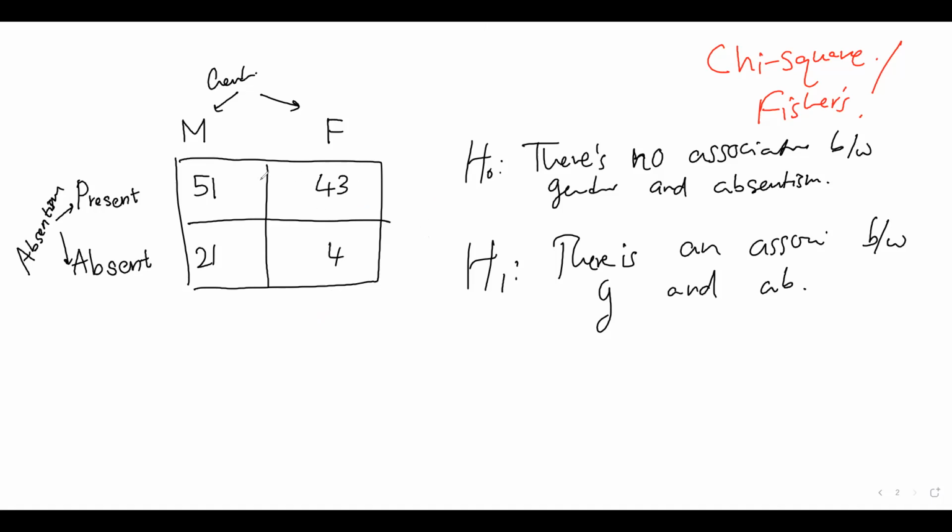You compute the expected frequencies, and if at least 80% of the counts are greater than 5, you can use the chi-square test, right?